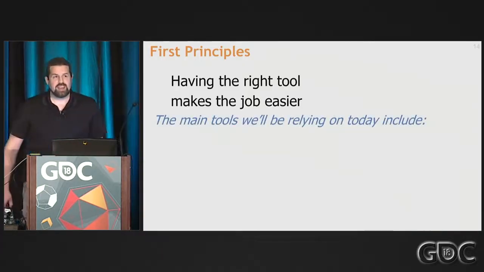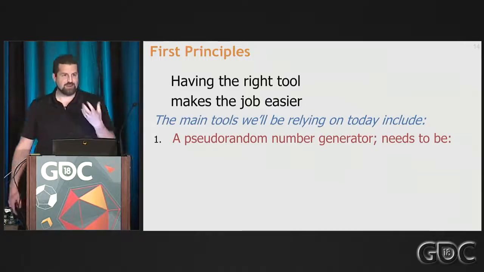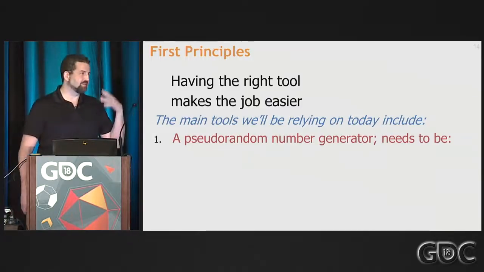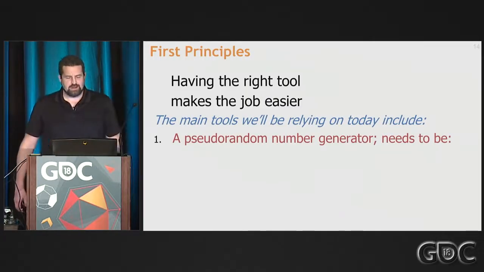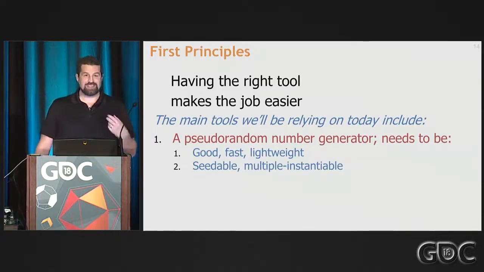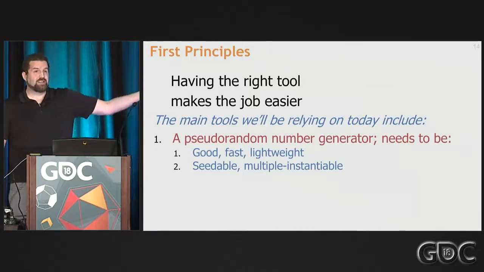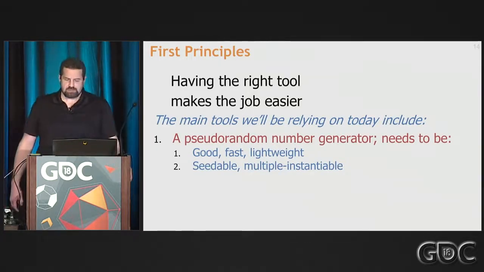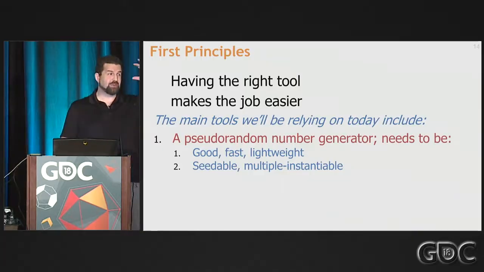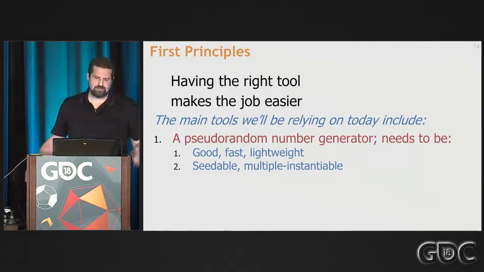Those tools today are going to include a good random number generator. If you don't know what I mean by that, I have opinions. I talked about them last year. You can find that on YouTube. It should be good and fast and lightweight. It should be seedable, so you can set a seed, and then you should be able to get a consistent sequence of numbers out of that. It should be multiple instantiable. You should be able to have one that's feeding you numbers for your particles, while another one is feeding you numbers for your characters, and they don't pollute each other.